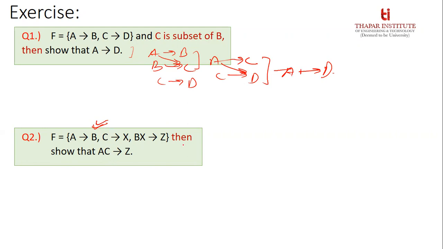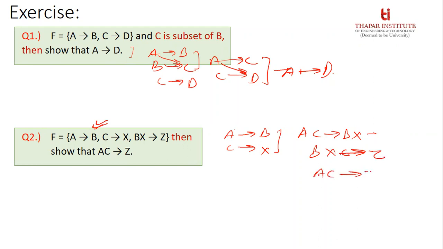Yes, next one, question number 2. You can check. Hello. Yes sir. Here A tends to B and C tends to X, so we can write AC tends to BX. A tends to B and C tends to X, so AC tends to BX. Then BX tends to Z, so AC tends to Z. Which rule did we use to write this? Sir, I don't remember the name. It was composition, right?